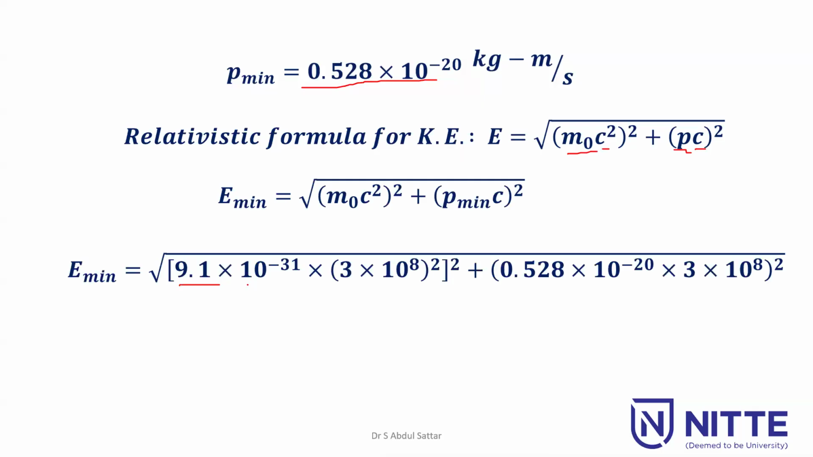So we have substituted rest mass of the electron as 9.1 into 10 power minus 31 kg, c velocity of light as 3 into 10 power 8, and the minimum momentum we have obtained here. By substituting all these values and simplifying, you will get the minimum kinetic energy as 9.98 mega electron volt. That means if electron exists inside the nucleus, the minimum energy of electron is around 10 MeV.